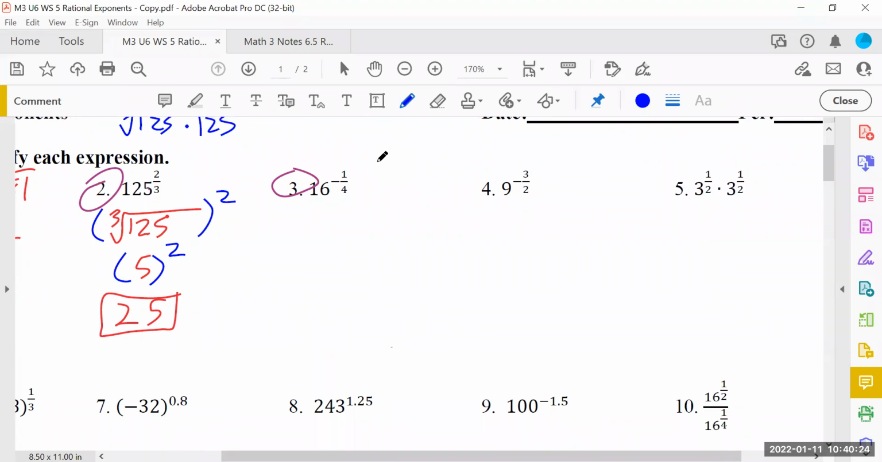Number 3, let's get an answer here. Oh, you just volunteered, so I'll get somebody new. Nathan S., did you get an answer for number 3? So tell us one thing you can do with this. What would you be able to simplify, reduce, or work out for this one?